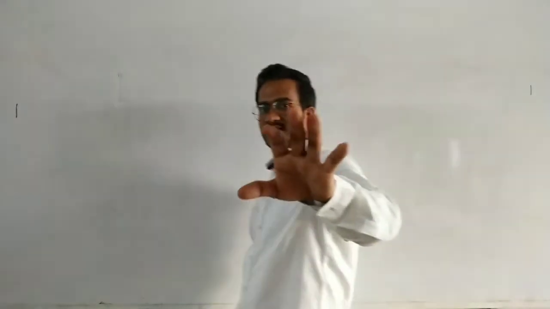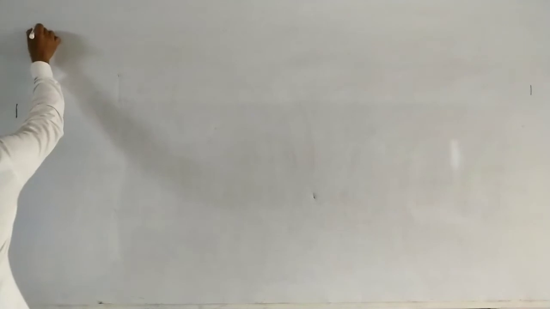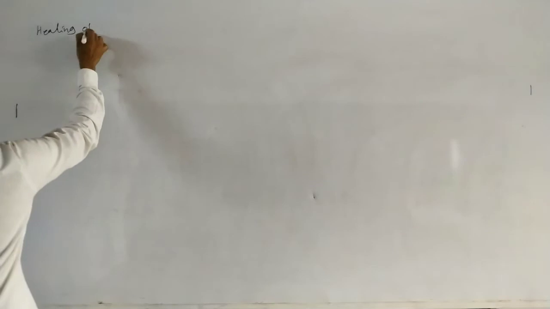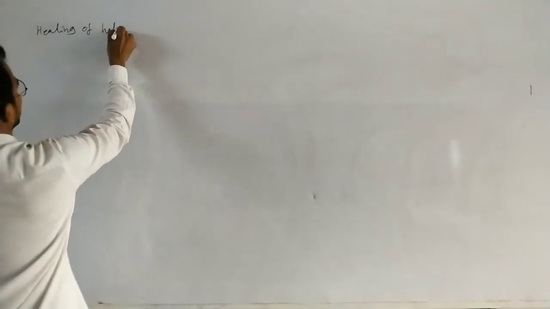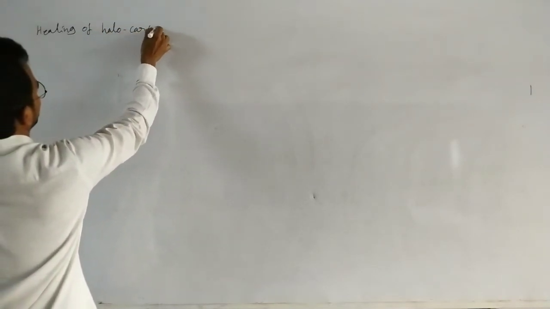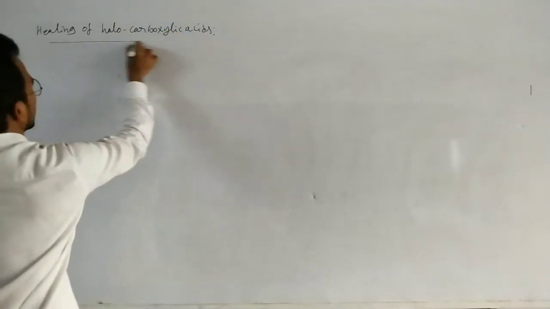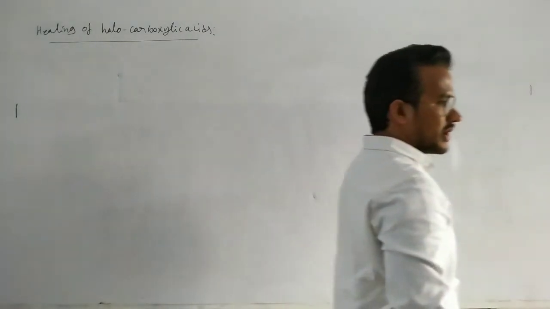Okay, next, heating of halo carboxylic acids. We just completed heating of hydroxy acids. Now heating of halo carboxylic acids. Similarly to hydroxy acids, here also different types of products are produced. In this case, we will discuss just two types of reactions.